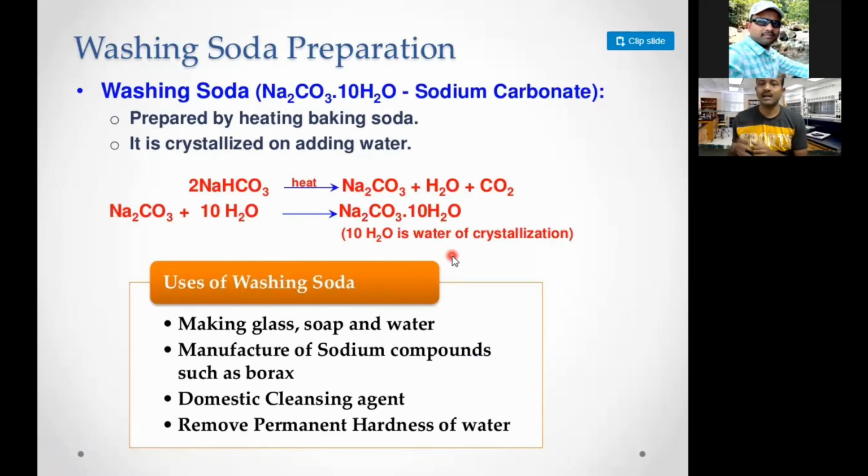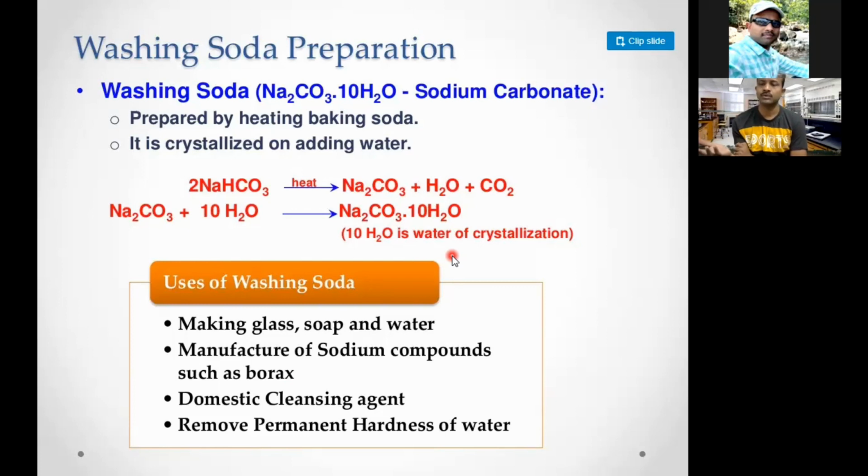So to make glass, and to prepare soap and water, so manufacture of water. How are you using water? To remove the temporary hardness from the water, we are adding washing soda. To remove hardness of the water.